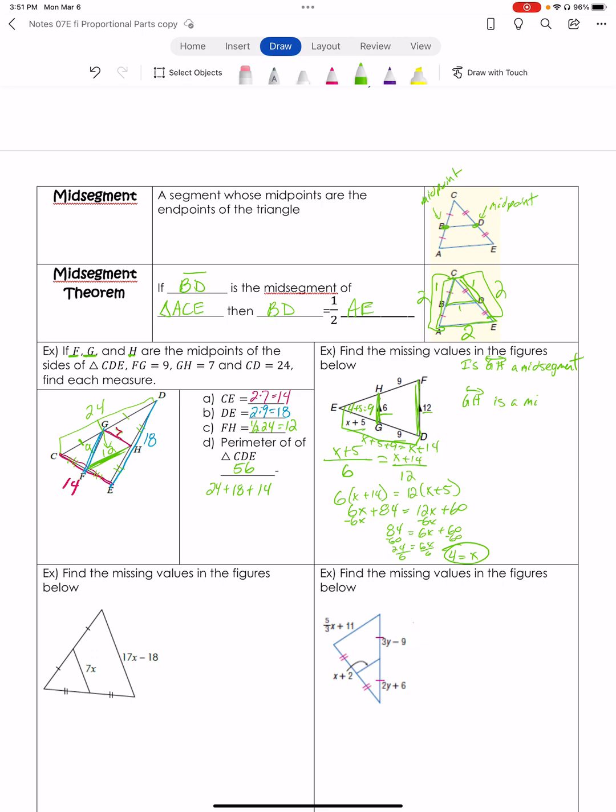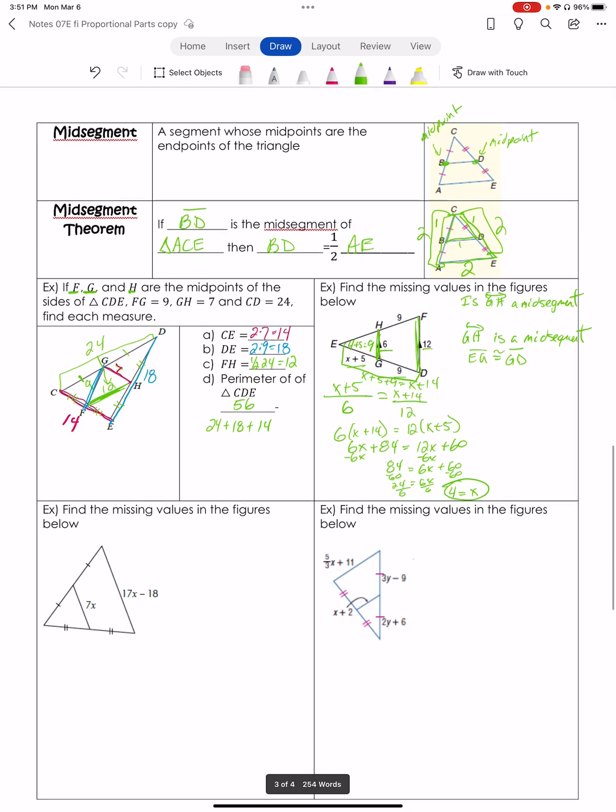is a midsegment because EG is congruent to GD, because they were both 9. So that kind of solves both of them. Okay.